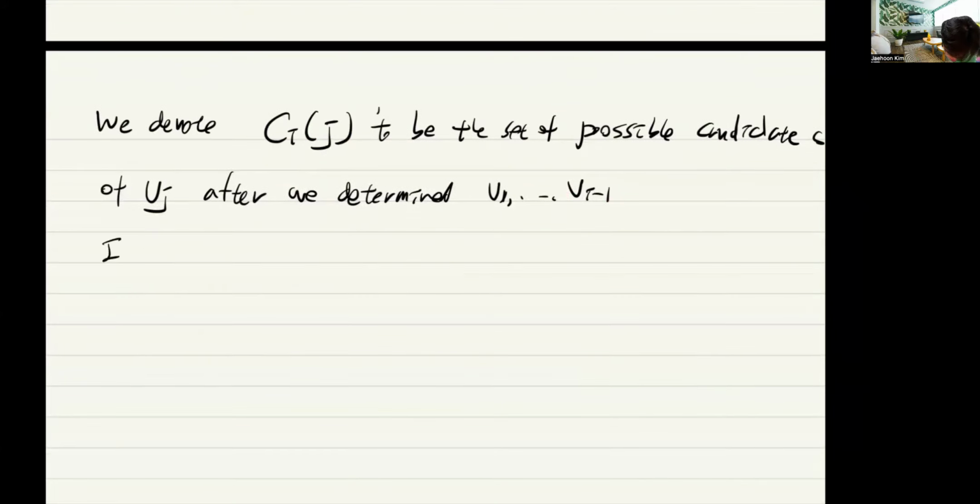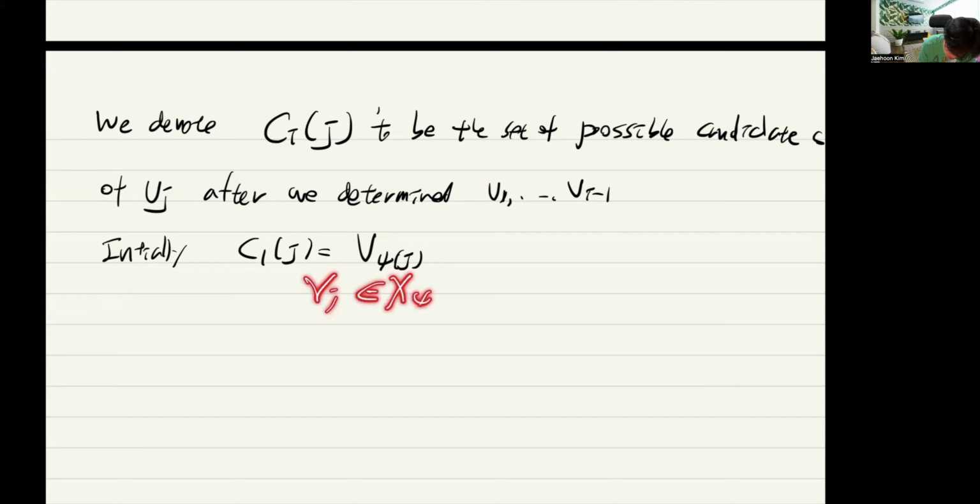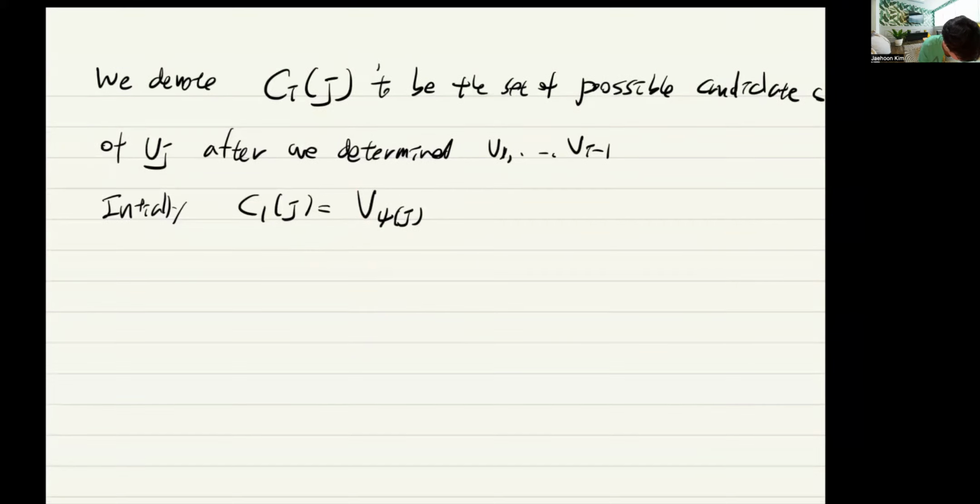So initially, we let the C1 of J be just the entire B psi J. Because its Bj is in X psi J, we want to map it into B psi J. And assume that we have determined B1 to Bi minus 1.